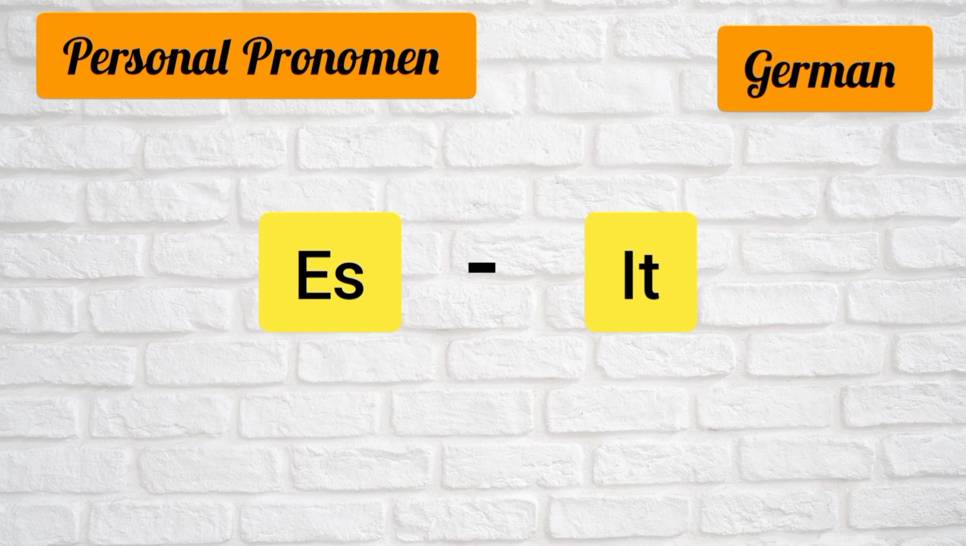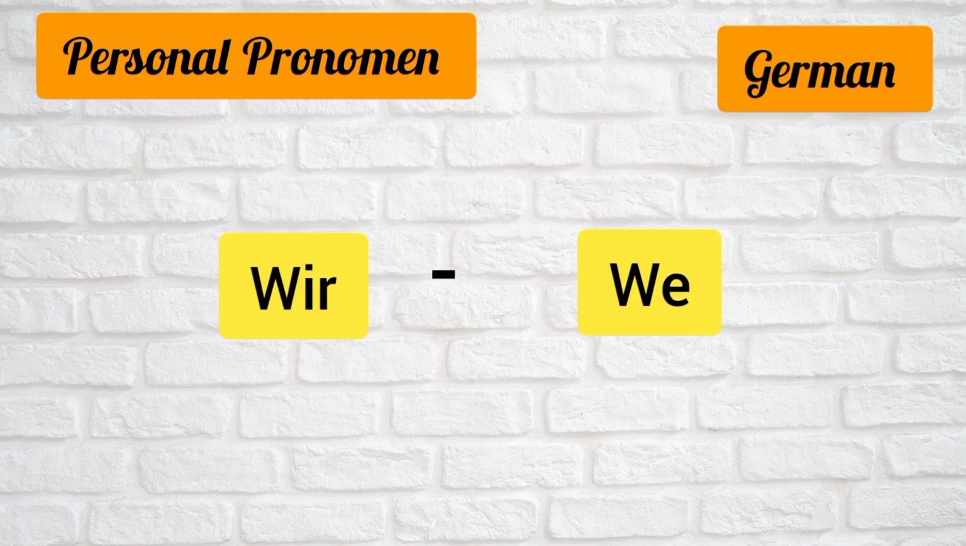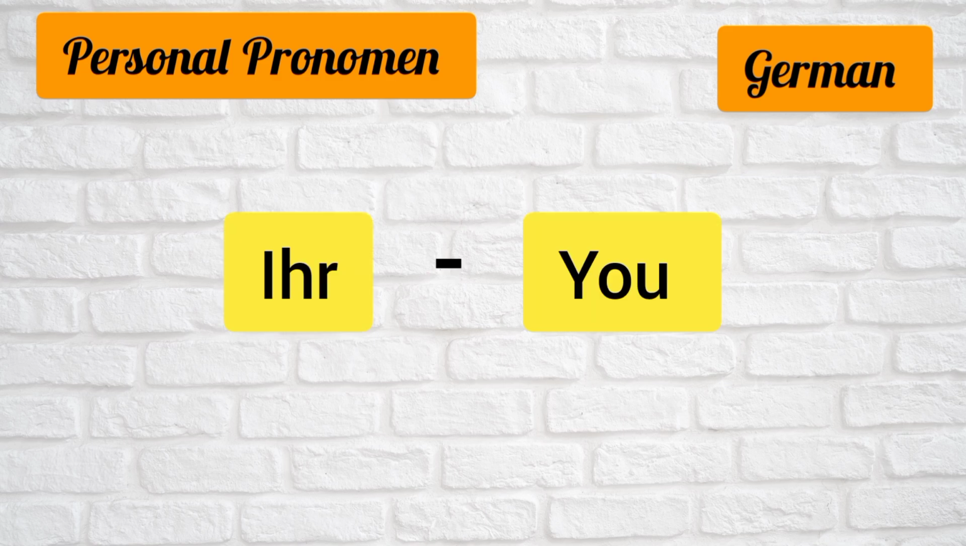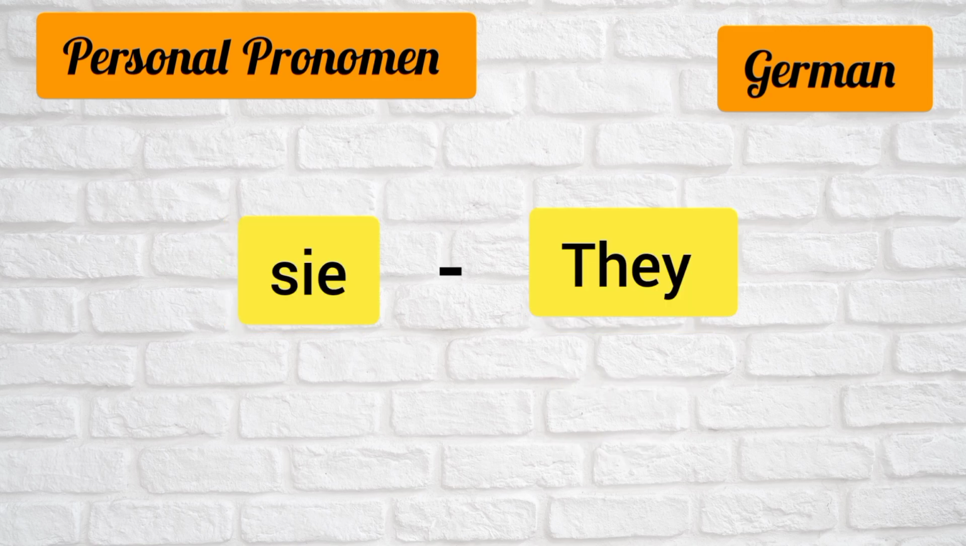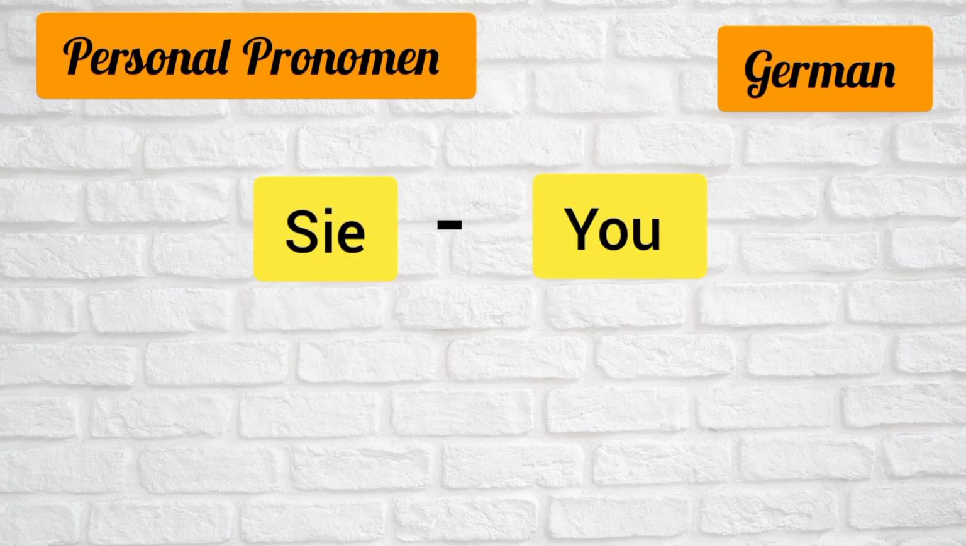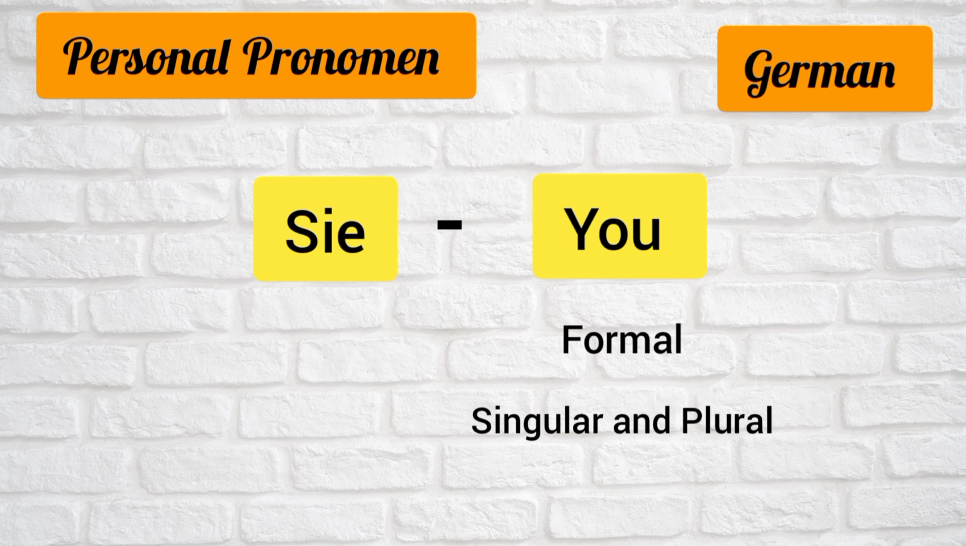Es. Es means it. Wir. Wir means we. Ihr. Ihr means you. Informal you for plural. Sie. Sie means they. Sie with capital S means you. Formal you for singular or plural also.